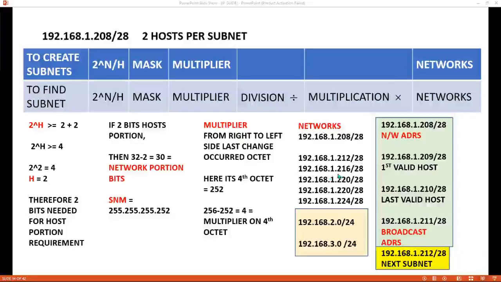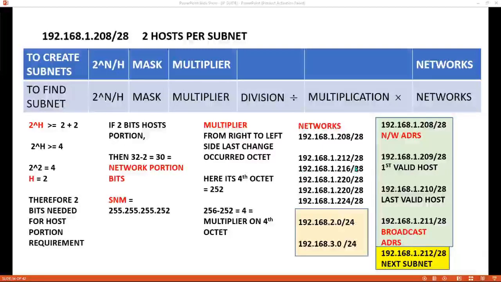Let's say 192.168.1.118 or 1.218. Okay, let me go for that. 192.168.1.218. They will ask you from which subnet this IP address is from. So 192.168.1.218/28 is from this particular subnet, right? 192.168.1.216/28. Okay, so you need to find this one.